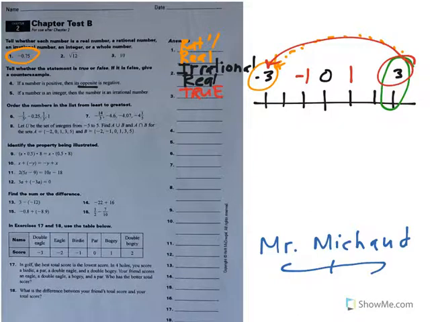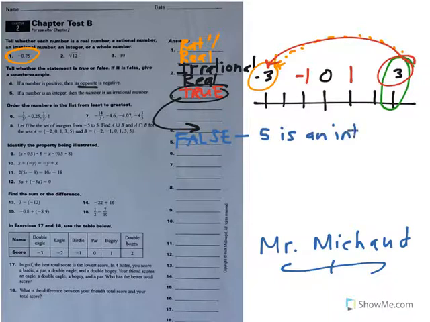Number 5: if a number is an integer, then the number is an irrational number. Not true. So number 5 is false. Give a counterexample. A counterexample would be something like, well, 5 is an integer, and 5 is rational, or 5 is not an irrational number. So you'd explain that here as part of the answer to number 5.